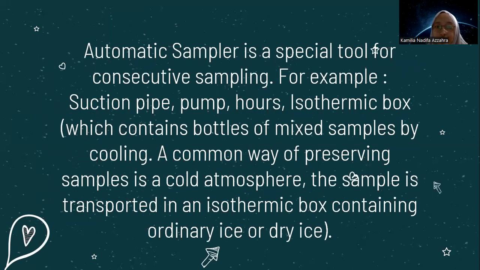An automatic sampler is a special tool for consecutive sampling. For example, a suction pipe, pump, hours, and isothermic box. An isothermic box contains bottles of mixed samples kept cool. A common way of preserving samples is a cold atmosphere. The sample is transported in an isothermic box containing ordinary ice or dry ice.